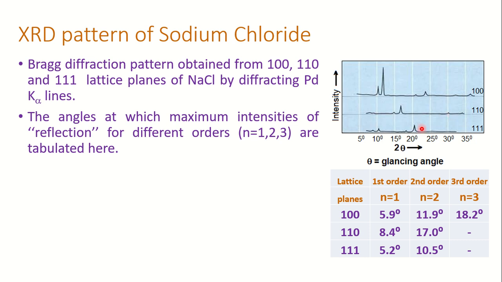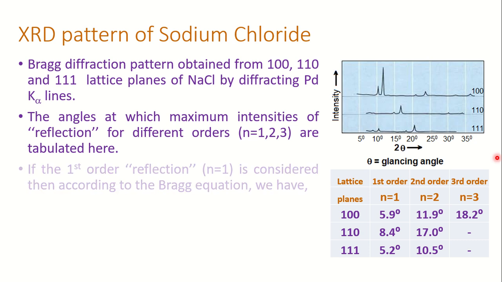But in case of 111, the first order is less intense while the second order line is more intense. Why? We must go to the explanation of why this type of pattern is obtained, and this is a very significant pattern because it reveals the exact type of structure sodium chloride has. If the first order reflection for n equal to 1 is considered, then according to the Bragg equation, what is the Bragg equation? n lambda equals 2d sine theta.